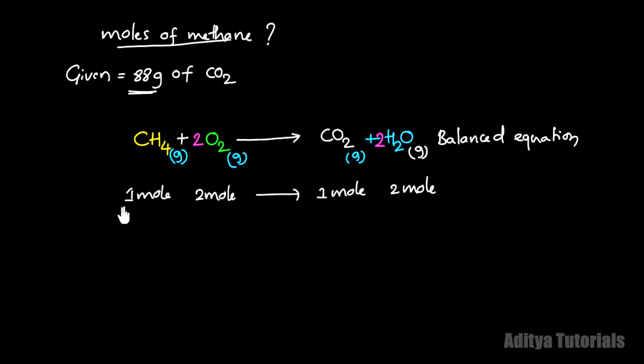Now here we need the moles of methane, but the given is carbon dioxide, 88 gram. So in the next step I keep the methane as a mole only, it's 1 mole. That gives rise to 1 mole of carbon dioxide, whose mass is given here as 88 gram. So 1 mole should be converted into gram.